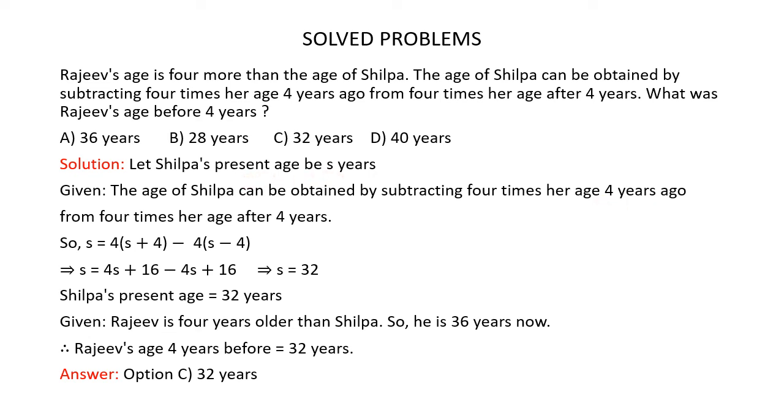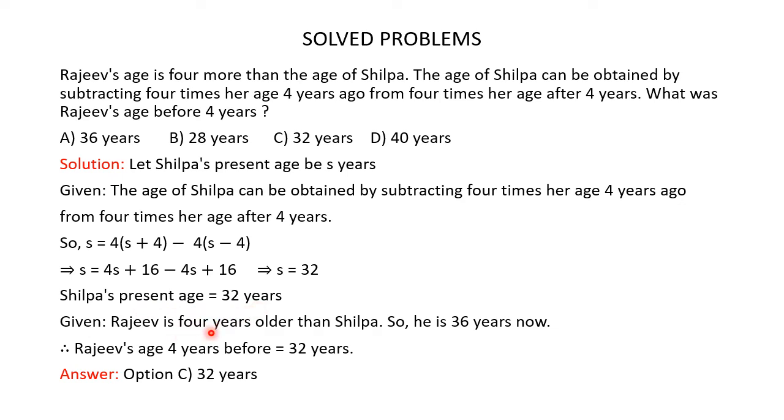So 4 years ago her age would have been S minus 4 and after 4 years her age would have been S plus 4. So now we have S is equal to 4 multiplied by S plus 4 minus 4 multiplied by S minus 4. On solving this, we get S is equal to 32. So Shilpa's present age is 32 years.